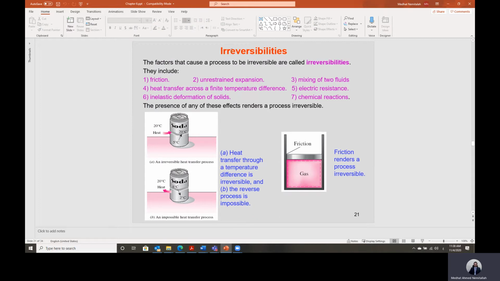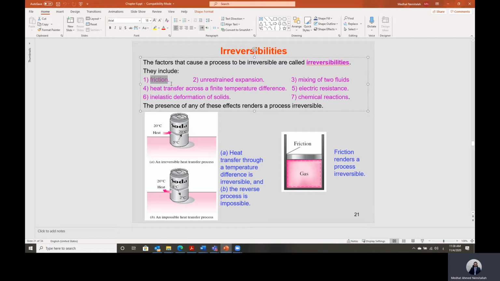What kind of irreversibilities or losses can we have within a system? We have different kinds of irreversibilities that may result in losses. First of all, we have friction. Let's say we have a piston that is moving inside a cylinder. Then we have friction between this piston and the cylinder wall. Also, we have friction between the gas molecules and the piston itself, and also between the gas molecules and the cylinder wall, while expanding or while compressing.